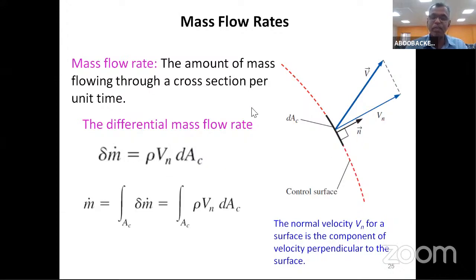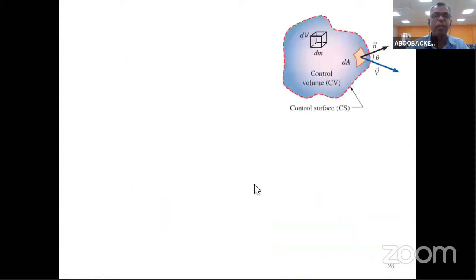Over the entire surface, it will be the integral of that, rho Vn dA. So we use this integral over A of the control surface, rho Vn dA, in our conservation of mass equation in integral form. That is, it comes from considering an elemental area and integrating. And V n dA can be written as V dot dA.